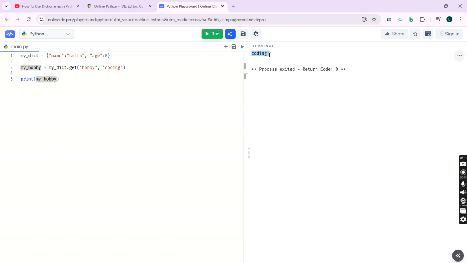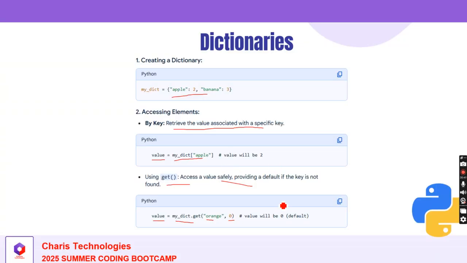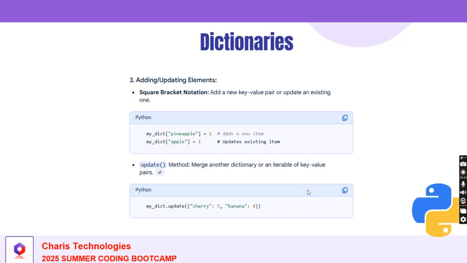So it gives me coding, because that is the value that I passed to it by this get. What if I just try this? You should always try different things when you're coding, so that you learn some new things. So that's how you learn new things. Okay, so it gives me none because there's no value for this hobby. This does not exist here. That's why it gives me that.